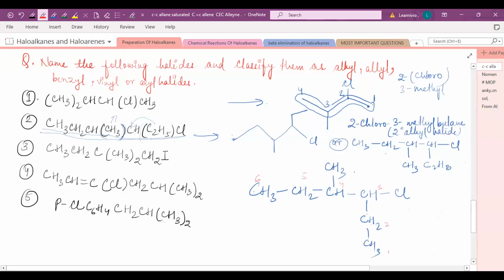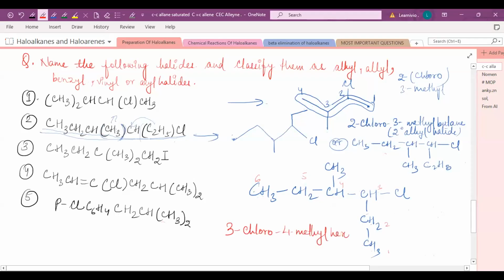And we have to name according to the alphabetic order. Alphabetically, the chlorine comes first, then methyl. So we can write in the third carbon, there is a chlorine group. So 3-chloro, 4-methyl, and how many carbon chain? 6 carbon chain. So for 6, we use hex.